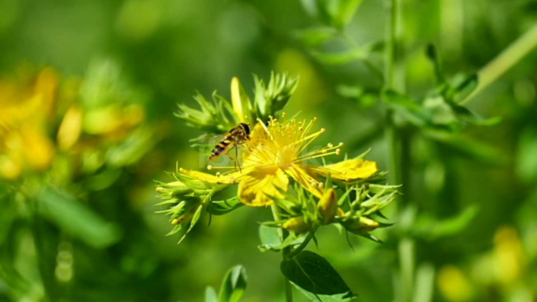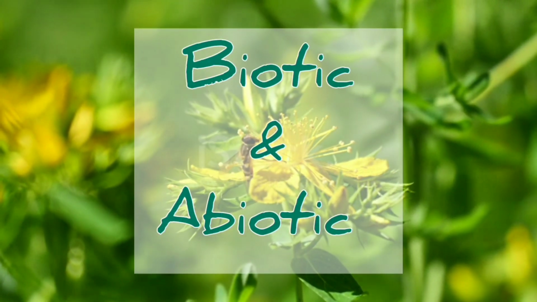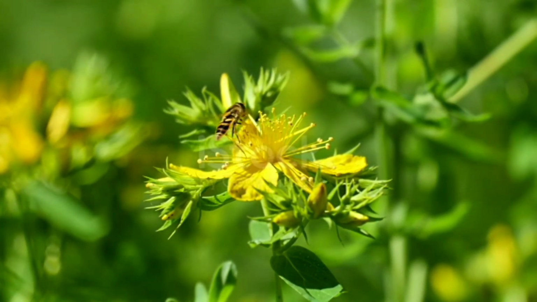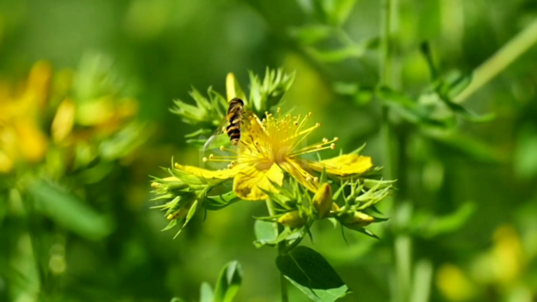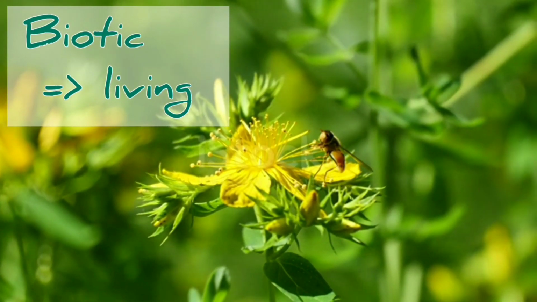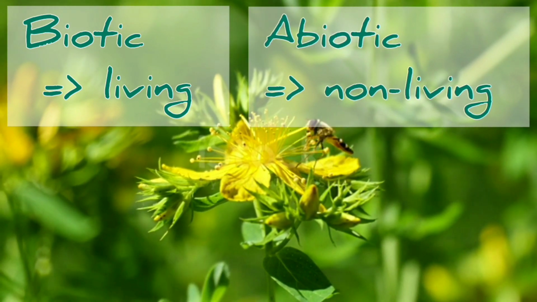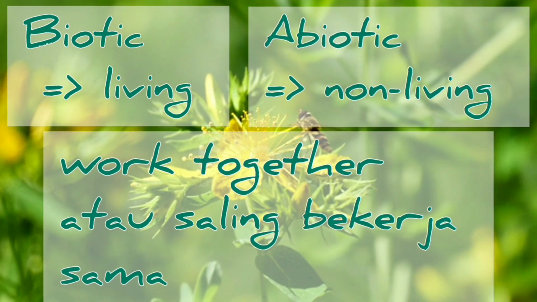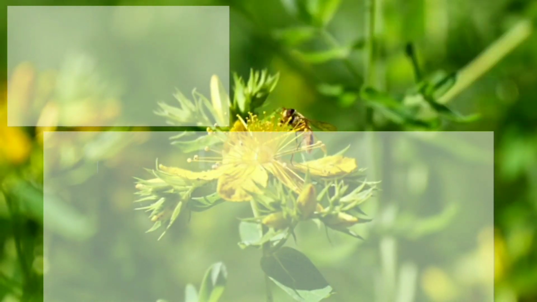In this video, I'm going to cover biotic and abiotic factors of ecosystems. First, let's know what biotic and abiotic is. Biotic means living, or once was living, and abiotic means non-living. These biotic and abiotic factors work together in order to create an ecosystem.